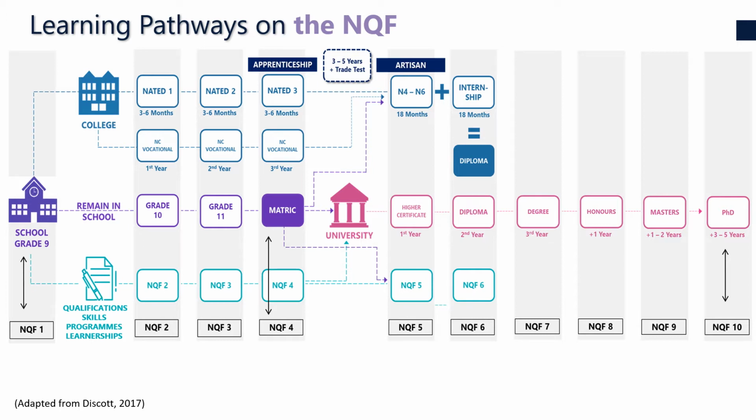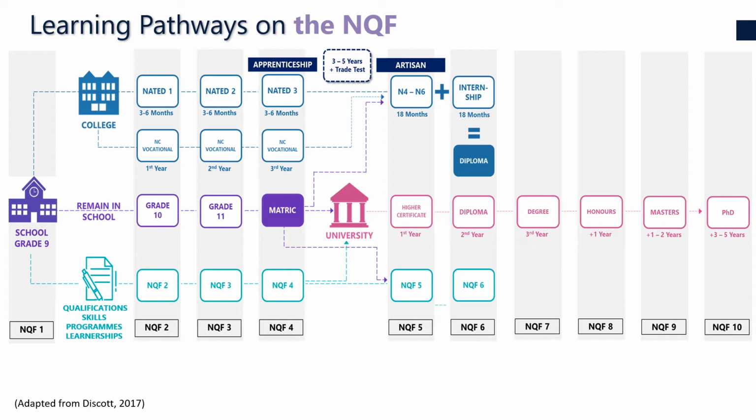NQF level 1 is equivalent to school grade 9. Towards the center of this illustration, we see that NQF level 4 is equivalent to grade 12. This, of course, requires that 2 languages are assessed. So you will notice that an FETC or Further Education Training Certificate at NQF level 4 includes a second language. On the far right, we have NQF level 10, which represents a PhD.